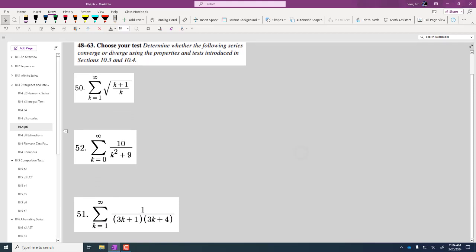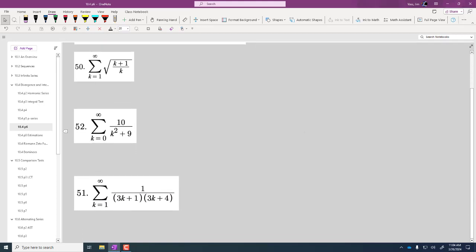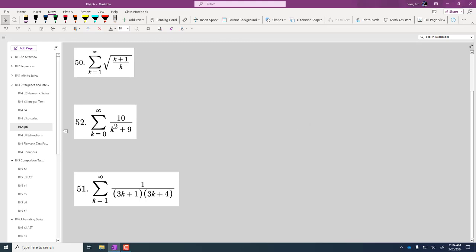Choose your test, determine whether the following series converge or diverge. Okay, that's all this chapter is about.